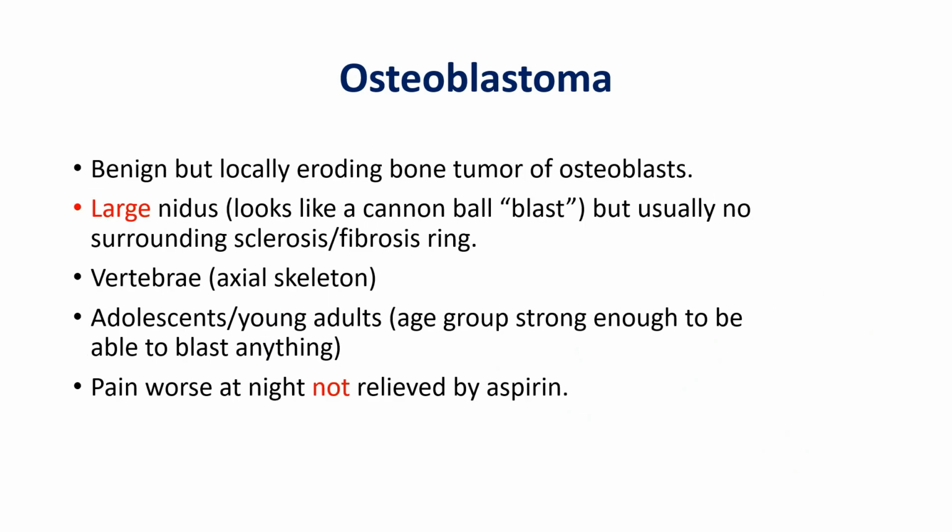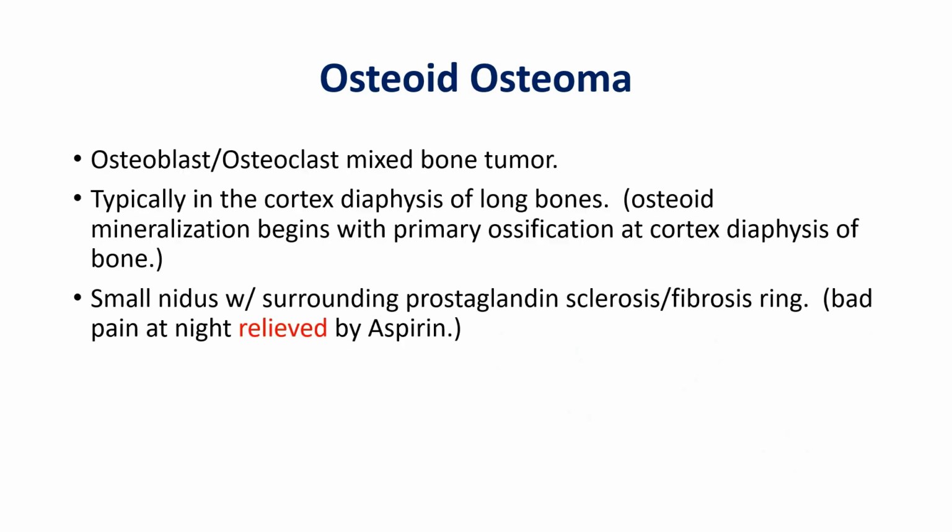This is the one where they can try to confuse you. Osteoblastoma versus osteoid osteoma. Now this one, osteoid osteoma, it is an osteoblast and osteoclast mixed bone tumor. And there's some debate on this. I've seen different descriptions of this bone tumor, but that's the best way to remember. It's got a little bit of osteoblast and osteoclast involved in the tumor itself. Now, this is typically in the cortex diaphyses of long bones.